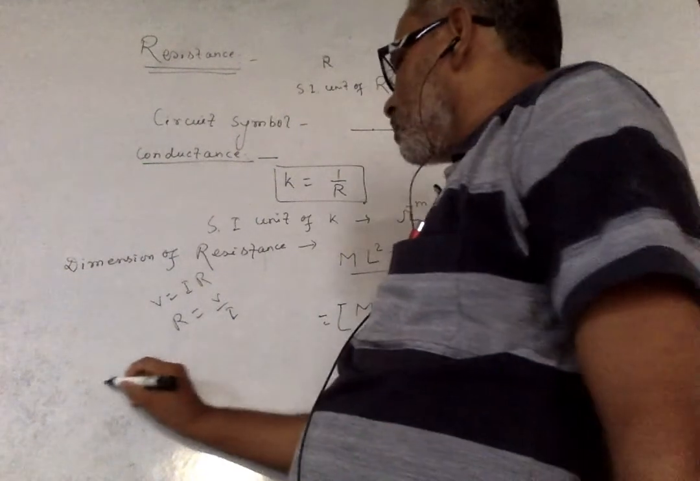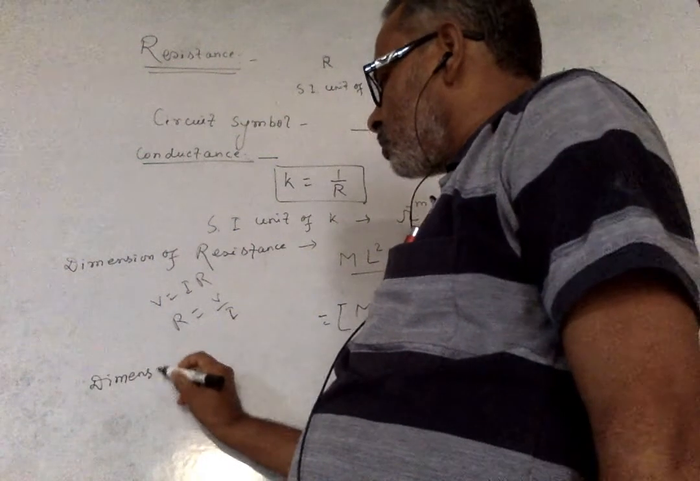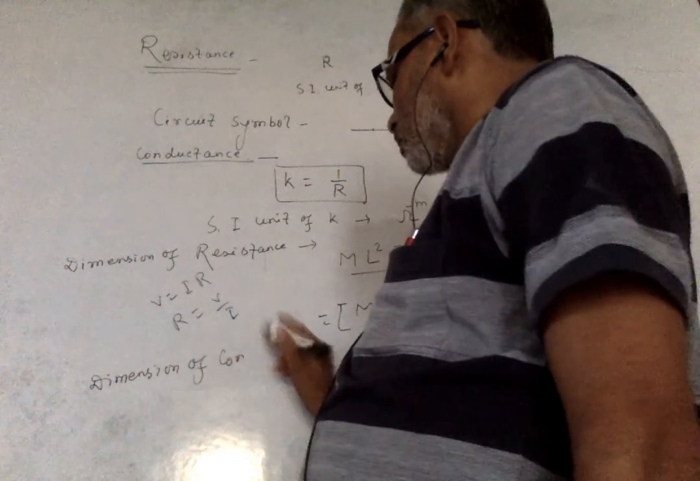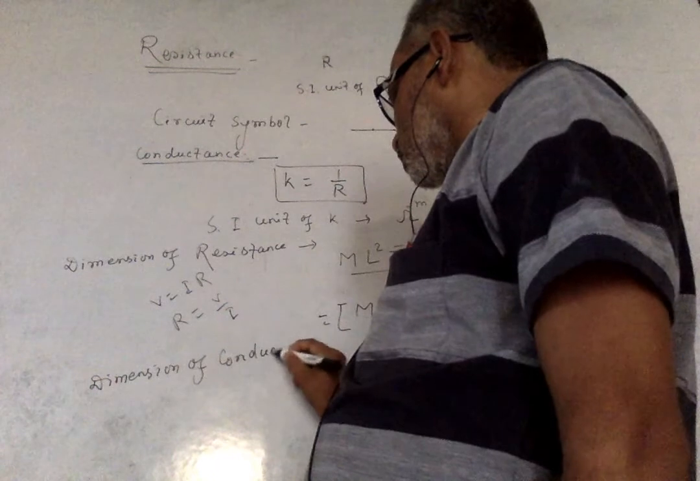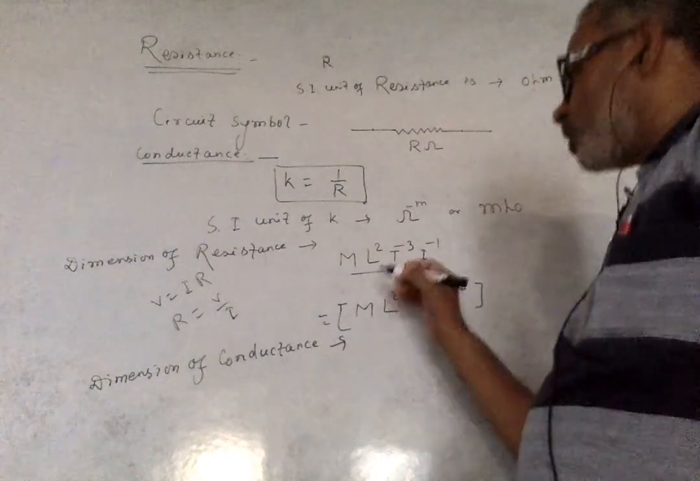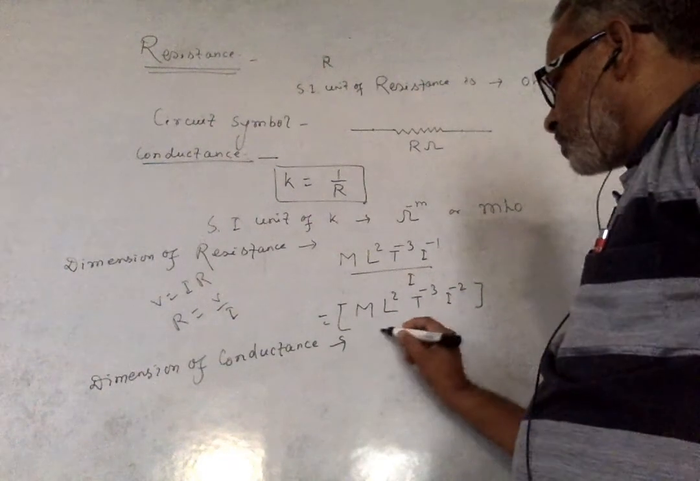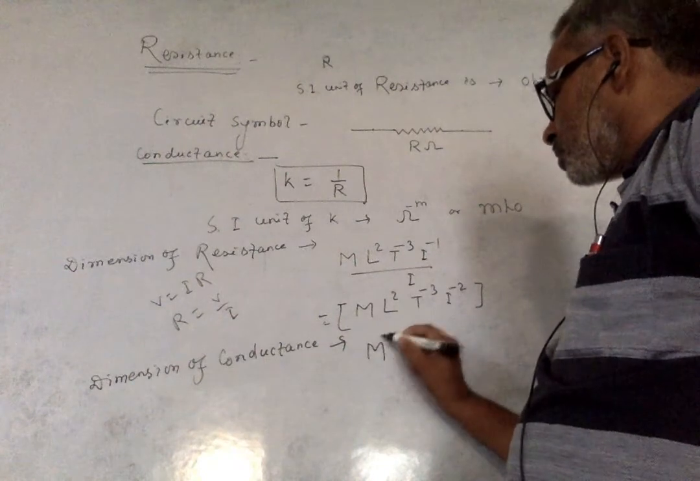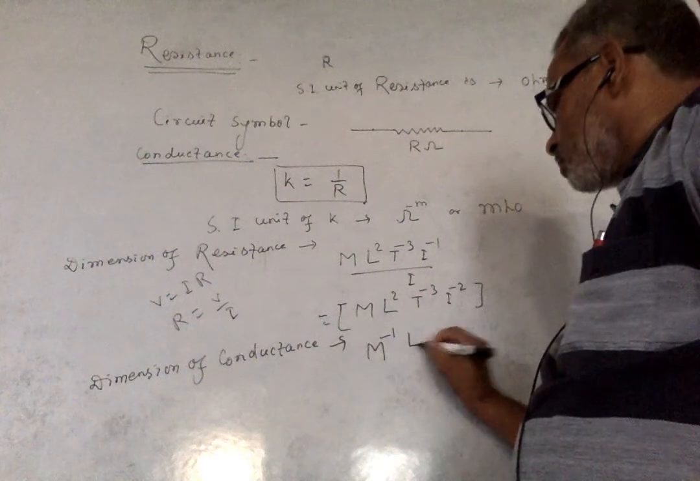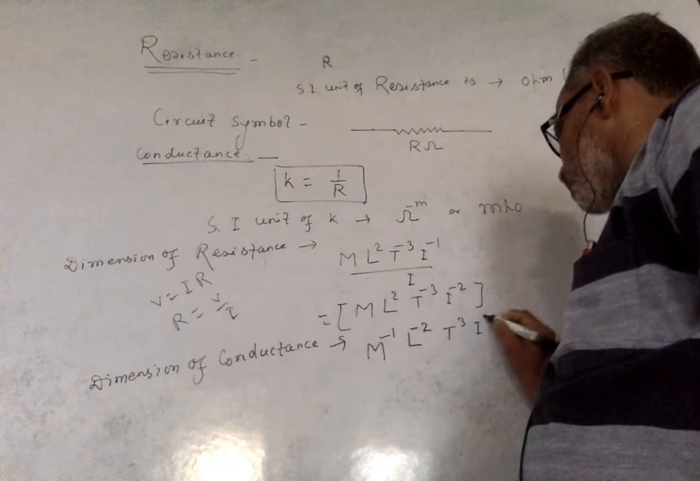Dimension of conductance. It is the reciprocal of resistance. Therefore, the reciprocal of the dimension of resistance is M minus 1 L minus 2 T3 I2.